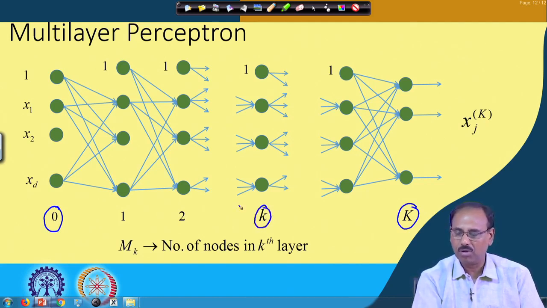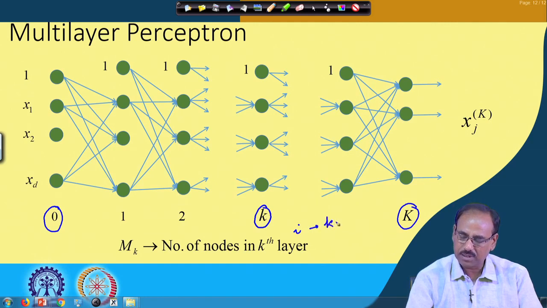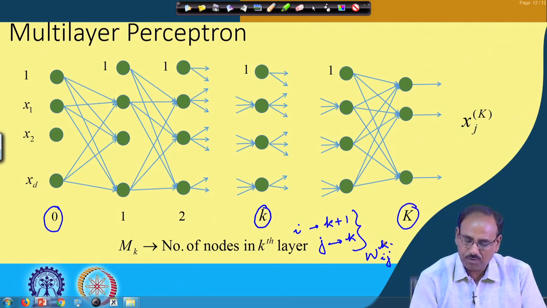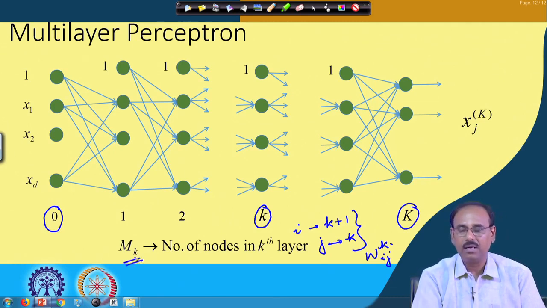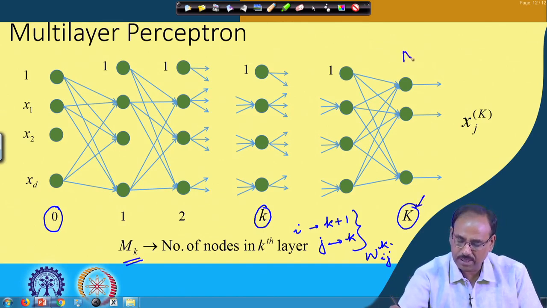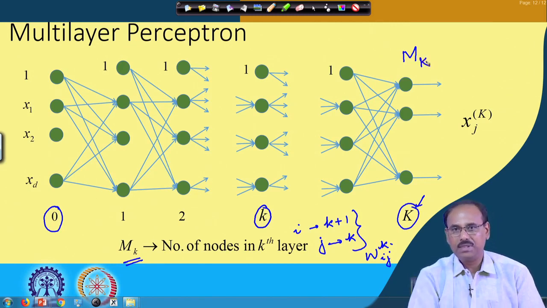And as we said before, we will also assume that from a node i in the k plus first layer to a node j in the kth layer, I have a connection weight which is given by w i j k. So, this is the convention that I will use. I will also use the convention that in the kth layer the number of nodes is given by m k. In the output layer, which is capital K, the number of nodes will be given by m capital K, which is the same as the number of categories or classes we will consider.